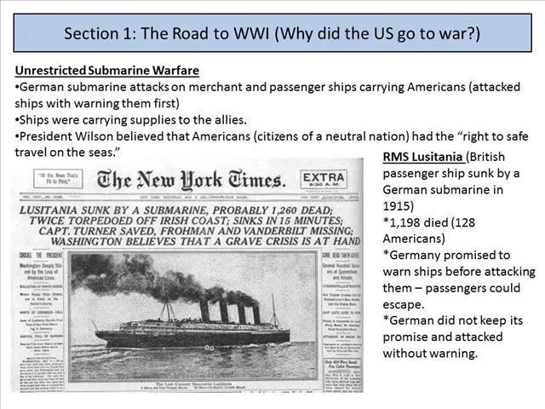So one of those rights to travel was on the boat you see at the bottom, the Lusitania, which was a British passenger ship sunk by a German submarine in 1915. Almost 1,200 people died. 10% of that, 128, were Americans. Germany promised to warn ships before attacking them so passengers could escape. Germany did not keep its promise and attacked without warning. So unrestricted submarine warfare is one of the top reasons why the United States decided to enter the war.